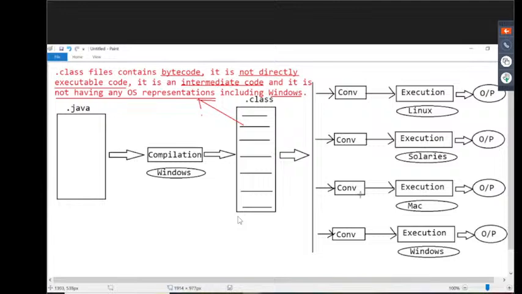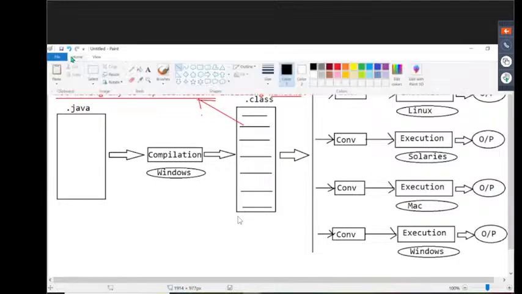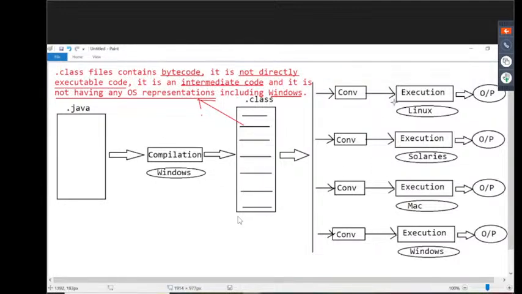So we can observe carefully. We can compile a Java program in one operating system, but we execute our program in multiple operating systems. We can compile our program in one operating system and we can execute the same program in multiple operating systems. So we can conclude that Java is a platform independent programming language. Why? How is it possible? It is totally because of this conversion mechanism, because of this converter.